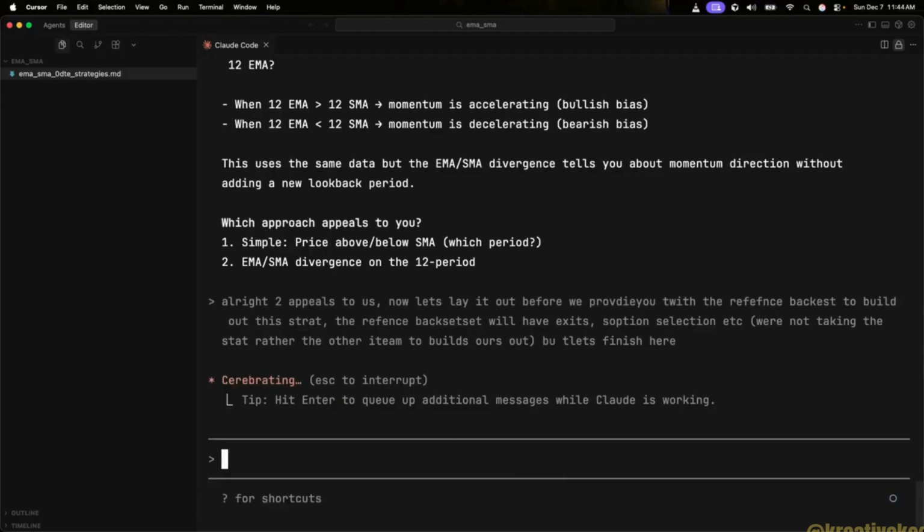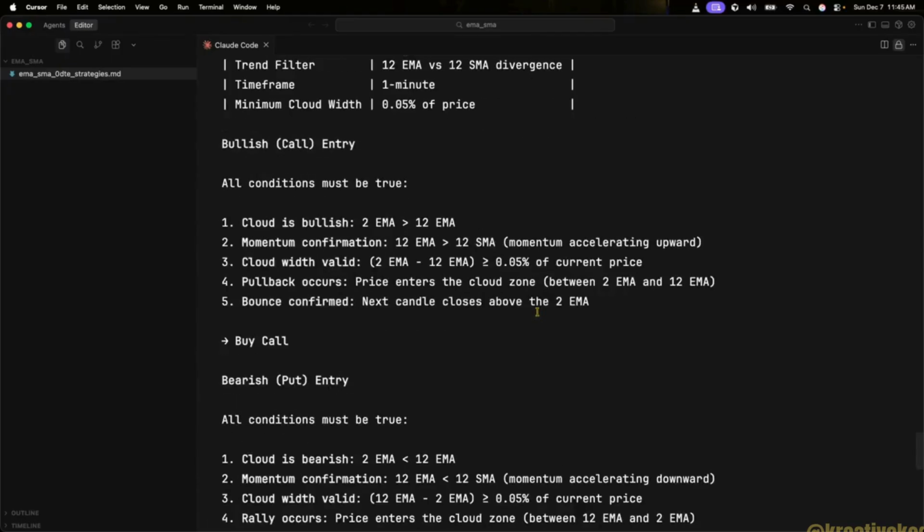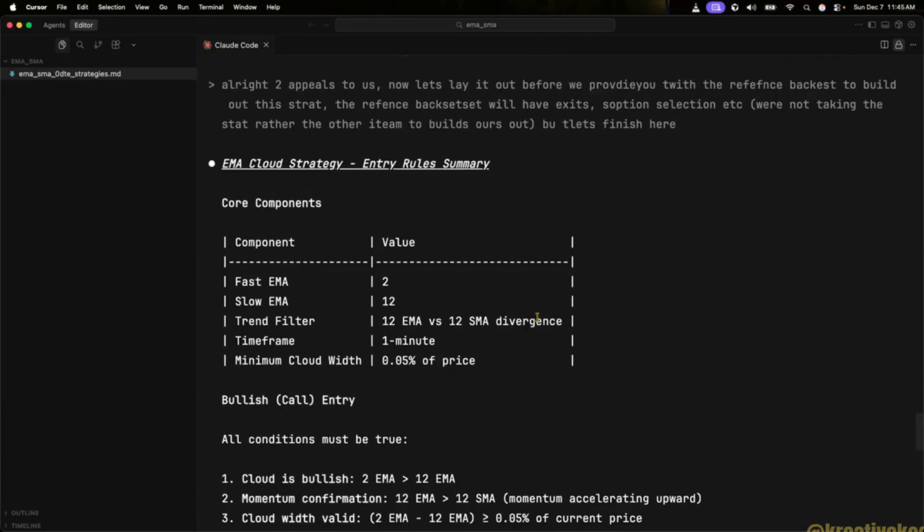All right, beautiful. We're getting to a point where we're really building out our strategy with EMA and SMA. EMA is going to confirm the price. SMA is going to confirm the trend. So, the EMA cloud strategy: the fast EMA is going to be 2, the slow EMA is going to be 12. Then the trend filter is going to be the EMA 12 versus the SMA 12, and when there's divergence, the time frame is going to be 1 minute.